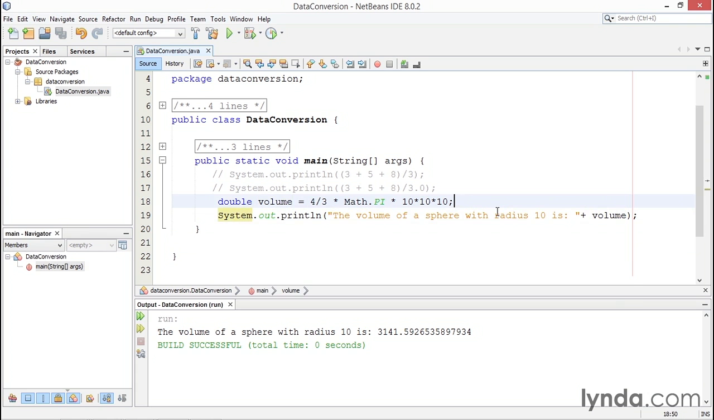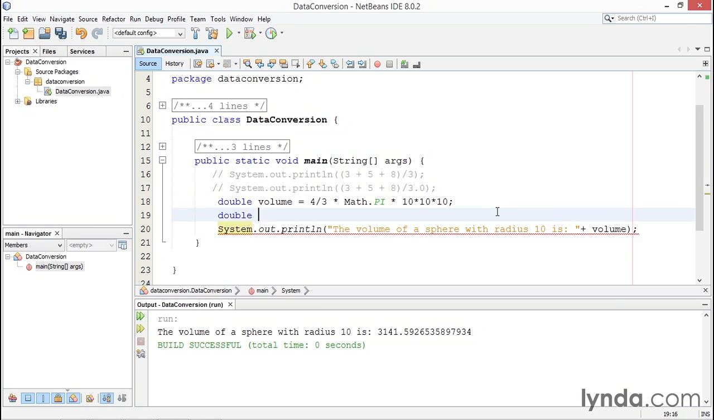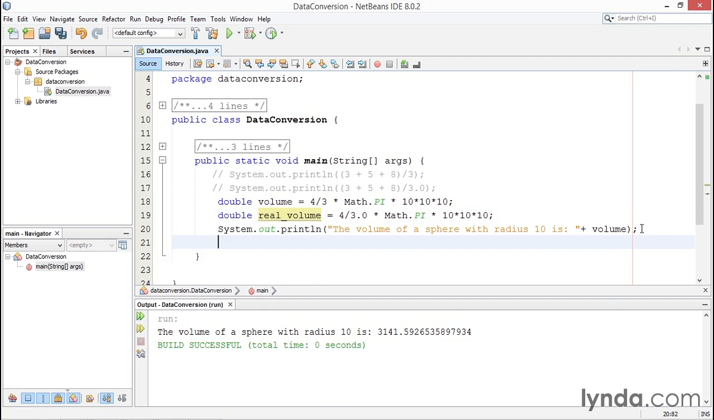I'm going to go ahead and add a second variable. I'll call it real volume, is equal to 4 divided by 3.0 times Math.PI times 10 times 10 times 10. Notice the only thing I changed here was the 3 to a 3.0. Now I'm going to go ahead and print this value out right below the first one.